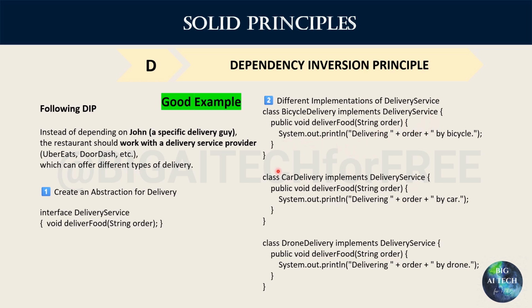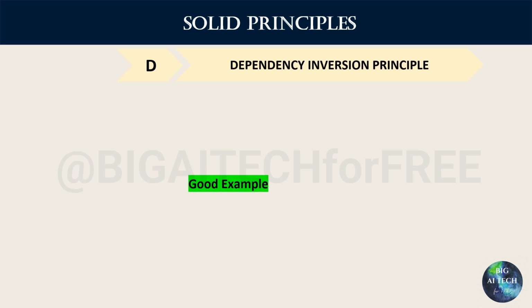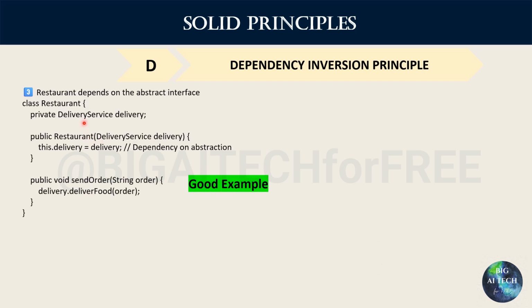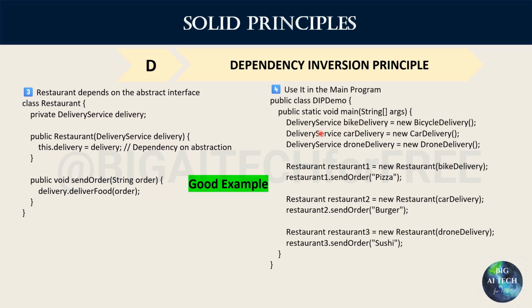A car delivery can do the same thing by implementing the delivery service. Drone delivery also can do the same thing. This way, the restaurant class depends on the abstract interface of delivery service rather than a specific bicycle delivery. So this way, based on the delivery service available, we can deliver food accordingly.